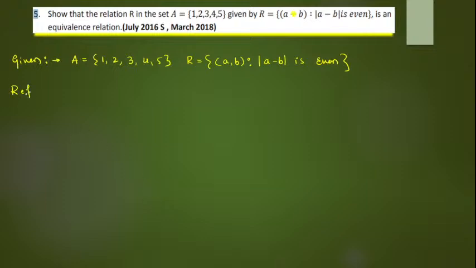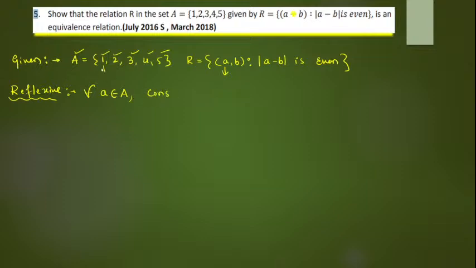So first, as usual, we'll check the reflexive condition here. There is no need to check the ordered pairs here by taking 1 2 3 4 5. You can just go with the theoretical method, that only you can get your marks, no problem. Suppose for all, consider an element a defined on set A. So for all a belongs to set A, consider its doublets.